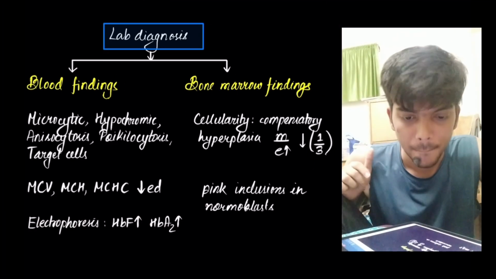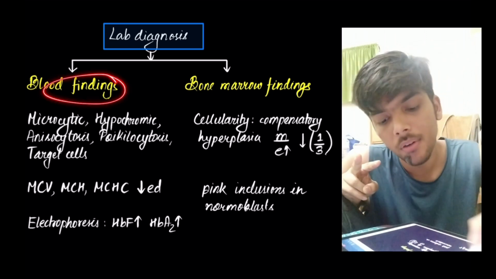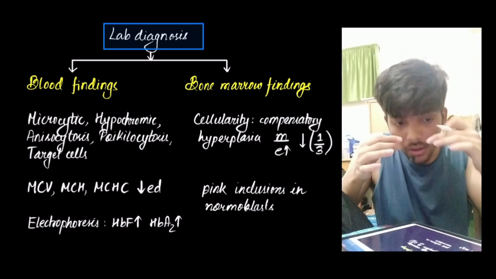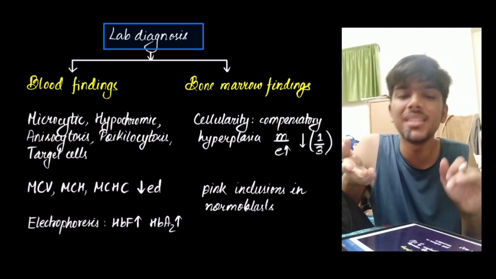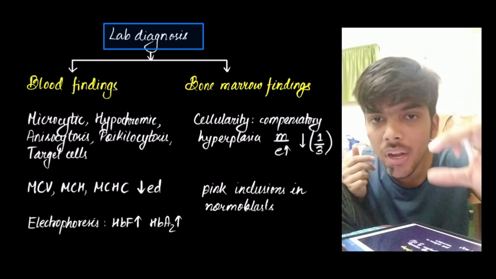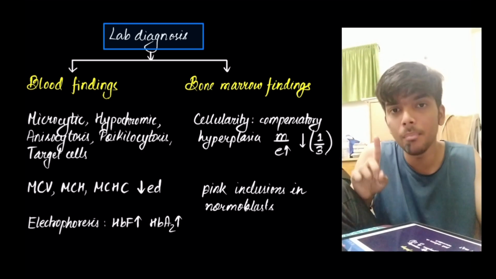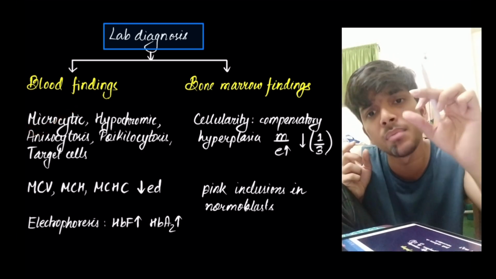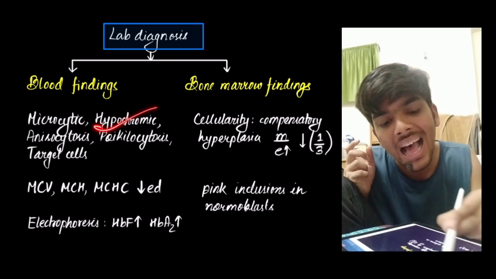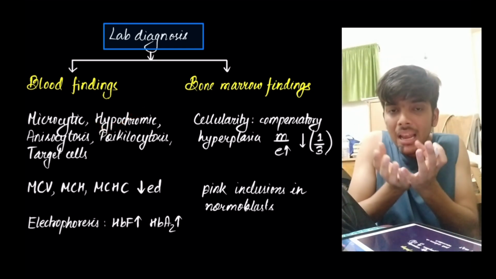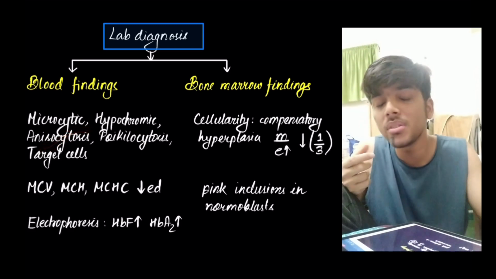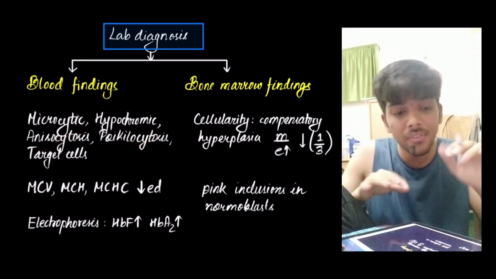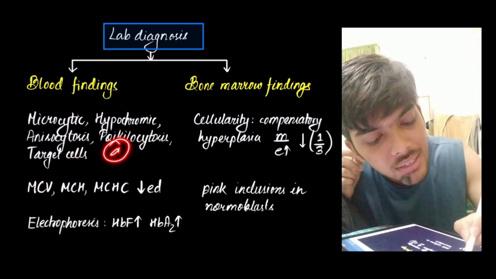Lab diagnosis. Now there are two types of findings, blood findings and bone marrow findings. In blood findings, when you look at the smear of the blood under a microscope, or when you carry out a CBC with a sample of blood, this is what you are going to find. Number one, under a microscope, you are going to see microcytic, very small RBCs, smaller than the nucleus of lymphocytes. Hypochromic, that is, central pallor is larger than 1/3. Anisocytosis, red blood cells of different sizes. Poikilocytosis, red blood cells of different shapes. And target cells that look like a target.